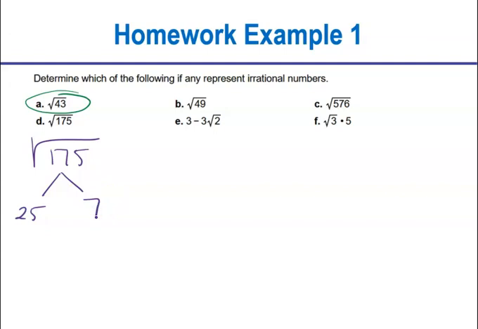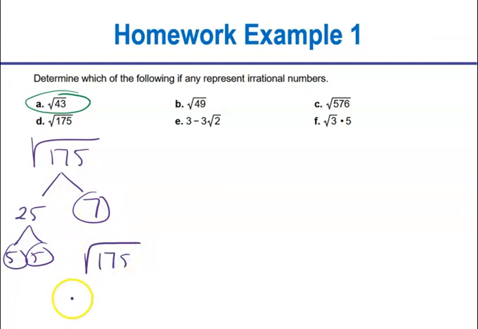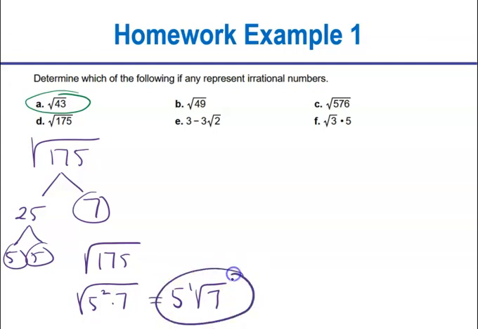Okay, 25 breaks down into 5 times 5, and 7 is prime. So there's your prime factorization. We could rewrite the square root of 175 as the square root of 5 squared times 7. Now the square root of 5 squared, because this is an even power, is 5 to the first, times the square root of 7, which has to stay underneath the square root because that 7 is not raised to an even power. Therefore, that is irrational.